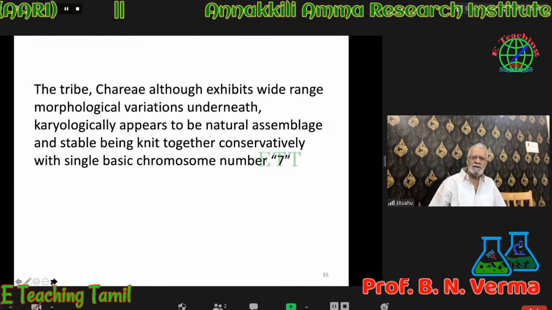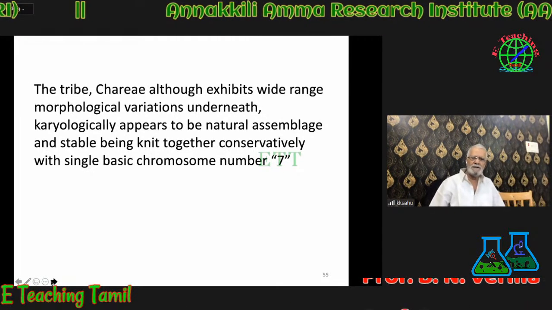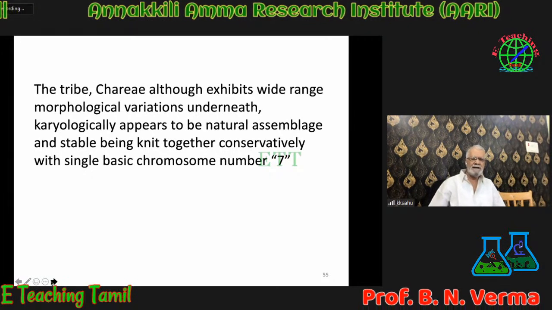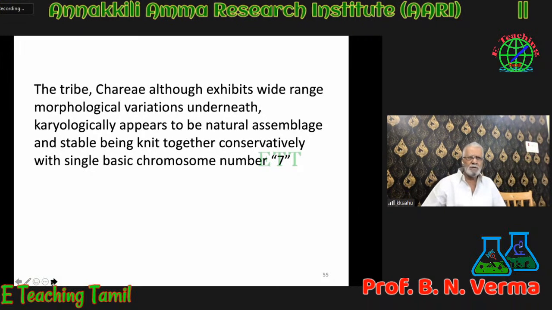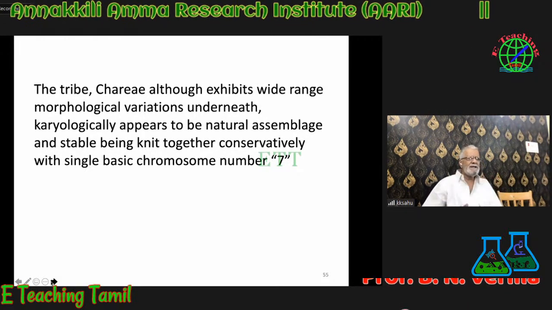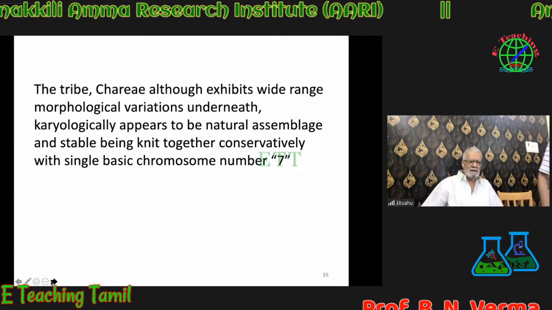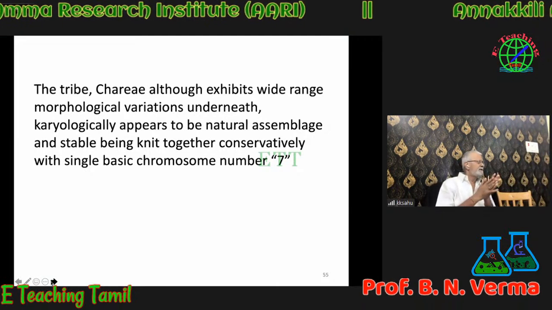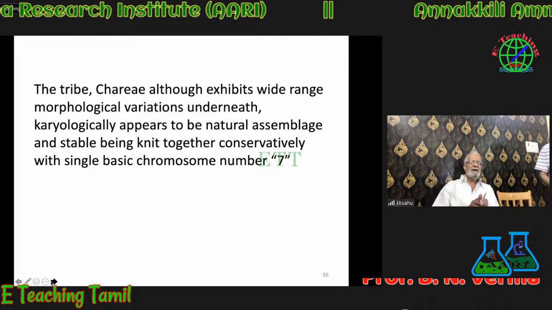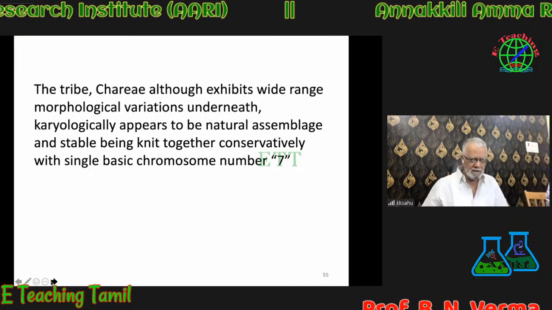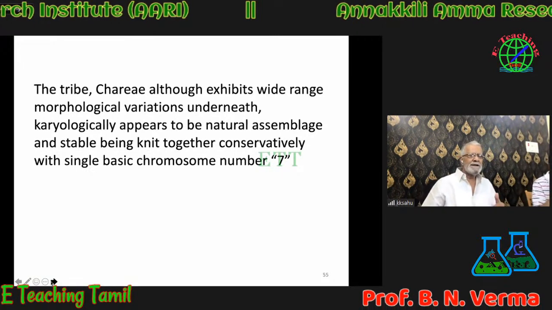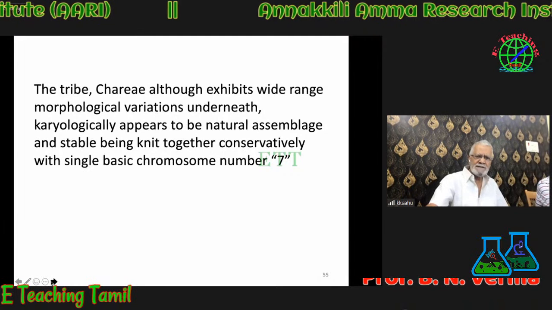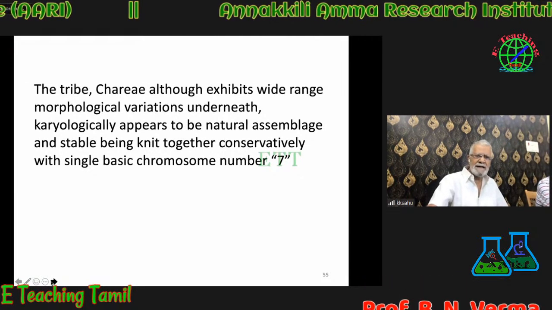The tribe Chareae, although it has a wide range of morphological variations underneath, karyologically appears to be a natural assemblage, stably knit together conservatively with a single basic number. We have seen that morphologically, although quite a few variations occur within the Chareae, like Lychnothamnus and all that, cytologically it remains coherent because only one basic number is there. But when we come to Nitella, we see Tolypella doesn't follow any definite basic number, and aneuploidy is prevalent. So Nitelleae, compared to the Chareae, appears to be less a natural assemblage than the Chareae.